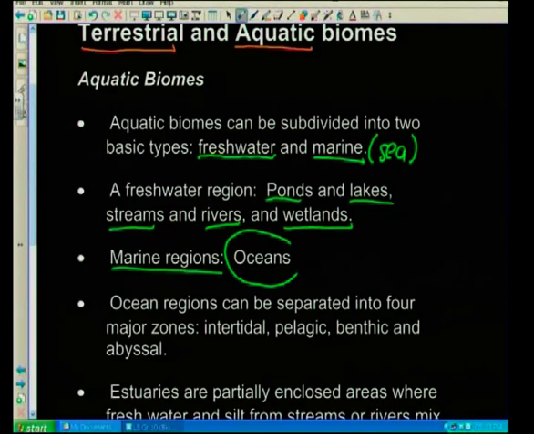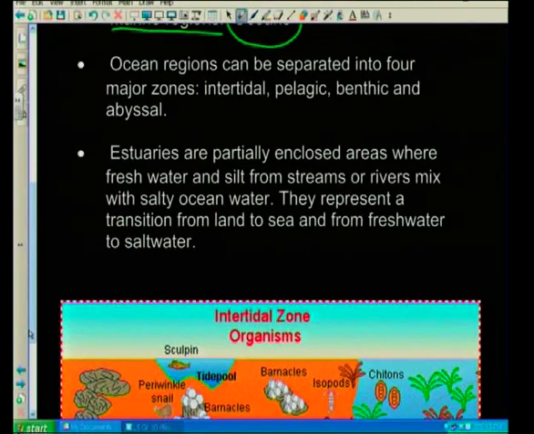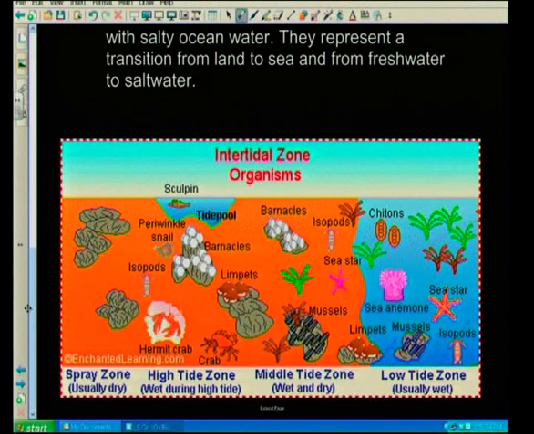What are marine regions? Marine regions are mainly oceans. Oceans are very complex biomes. If we go down to this diagram, the ocean regions can be separated into four major zones. Those words sound ridiculous to learn: intertidal, pelagic, benthic and abyssal. But you don't have to know that. You need to know these different regions, very basic: a low tide zone, a middle tide zone, a high tide zone, and a spray zone.